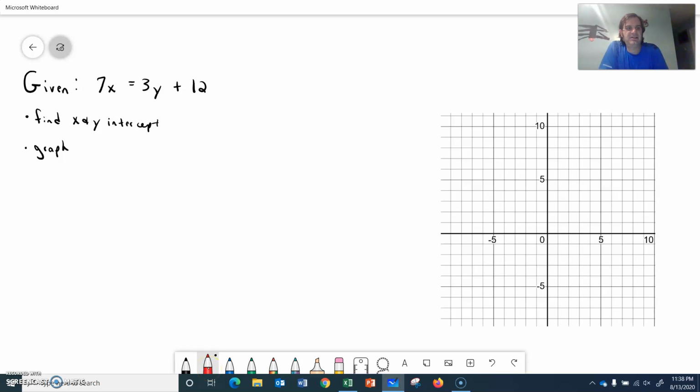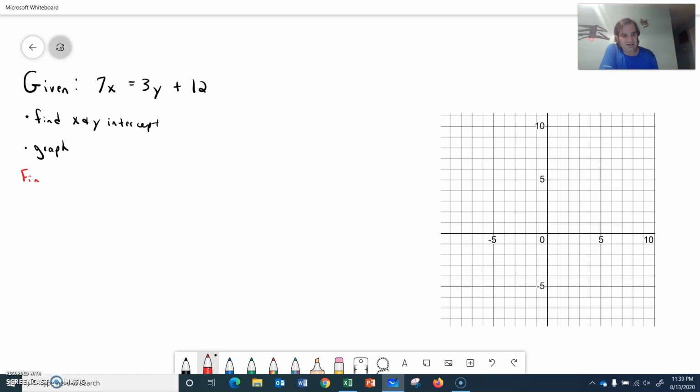Hey, it's Mr. Allred, and we are going to continue working with graphing lines. The equation I have here is 7x equals 3y plus 12, so we're working with linear equations. I'm going to do this different than the other practice problems. I'm going to start with the intercepts.